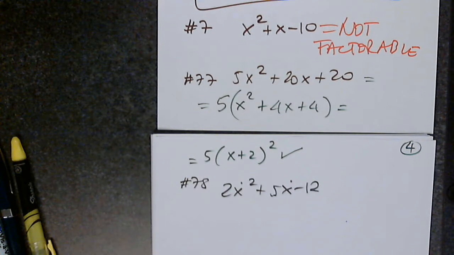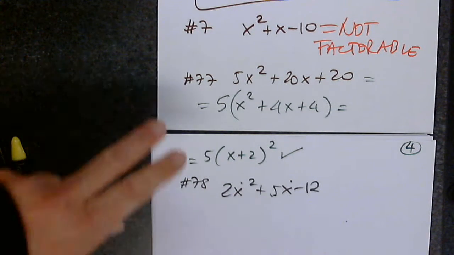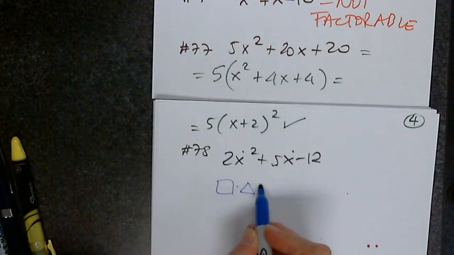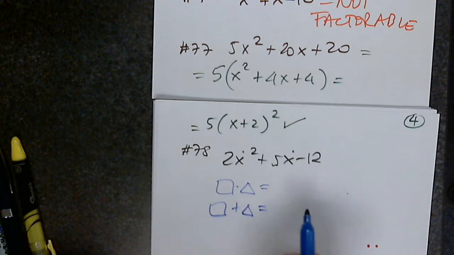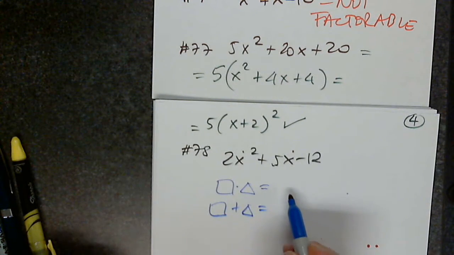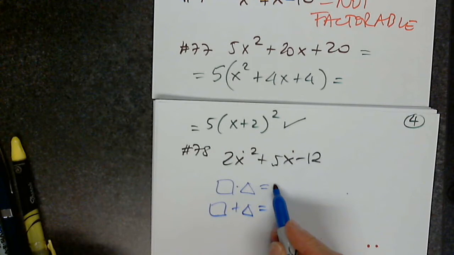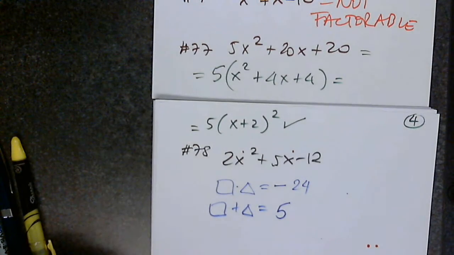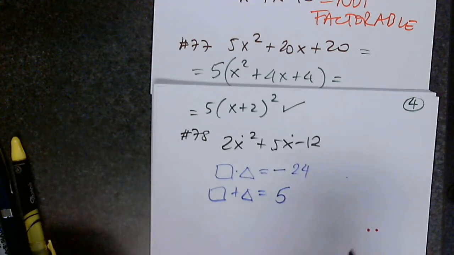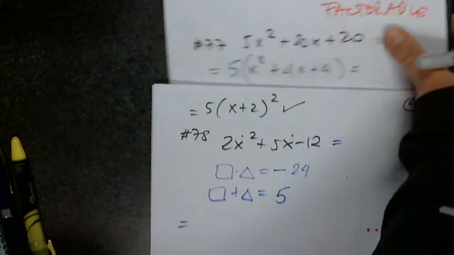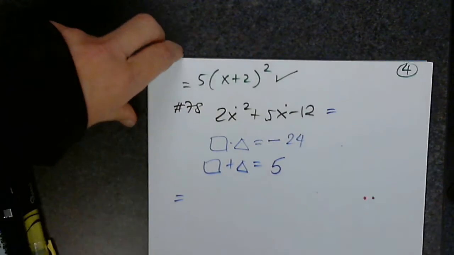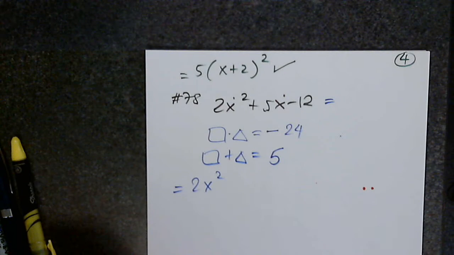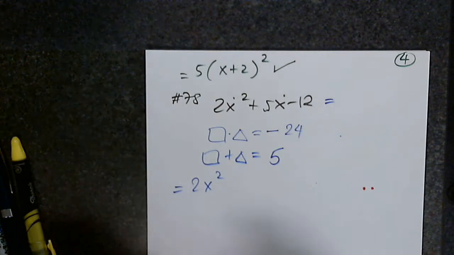Okay, ready? That's five. Negative one. And five. That's sum of five. Eight and negative three.